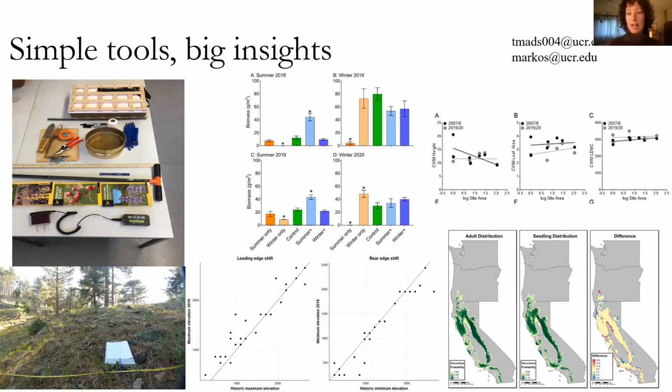So the take-home message is that you should never judge a scientist by their tools, since a tape measure and drying oven are still capable of answering cutting-edge questions in science.